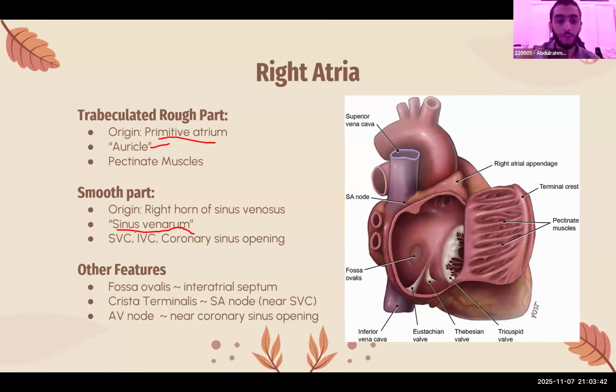The smooth part is basically the sinus venarum. The origin is the sinus venosus, the right horn of the sinus venosus. And then these are the openings. And then the other special features are the AV node, the SA node, and the fossa ovalis.